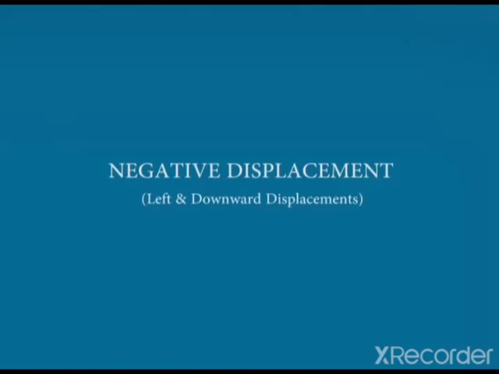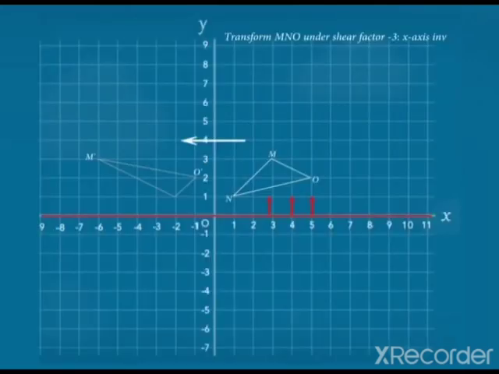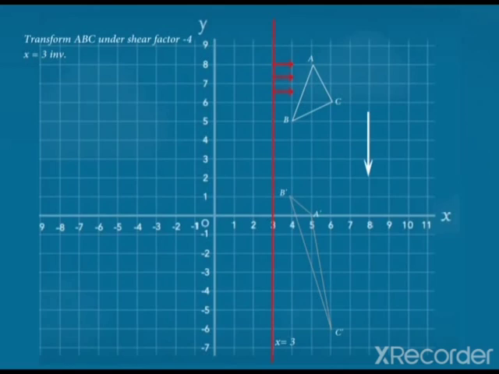So far, we know that a negative shear factor displaces points leftwards or downwards. But something else also displaces the points leftwards and downwards. If you look in all the examples, I was careful enough to keep all the figures either above the invariant line. For example, this triangle MNO was above the invariant line, the x-axis, or in front of the invariant line. For example, this triangle ABC was in front of the invariant line, x is equal to 3.